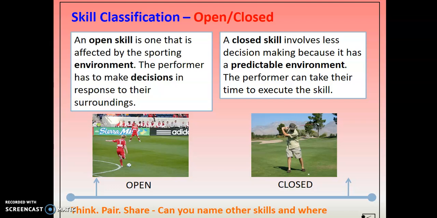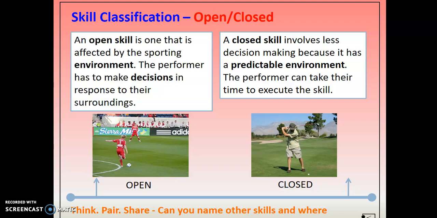So an open skill is one that is massively affected by the sporting environment. So the performer has to take in a lot of their surroundings and respond to those surroundings accordingly in order to perform the skill well. So again, you will find that game sports feature closer to the open end of this continuum because, again, you have crowd, other players, your teammates, the score, the time, what position you are in the league, for example. There are lots. What type of game is it?